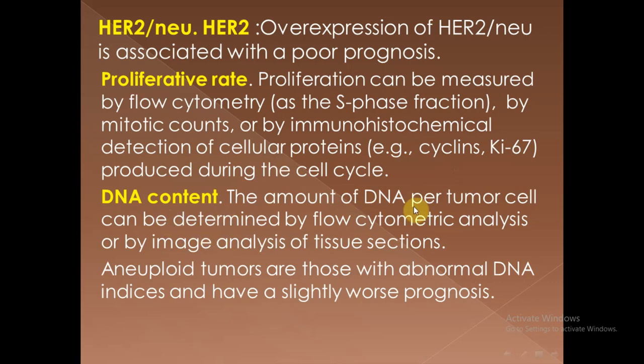DNA content. The amount of DNA per tumor cell can be determined by flow cytometric analysis or by image analysis of the tissue sections. Aneuploid tumors, which carry abnormal DNA, carry a slightly worse prognosis according to certain studies. Thank you.